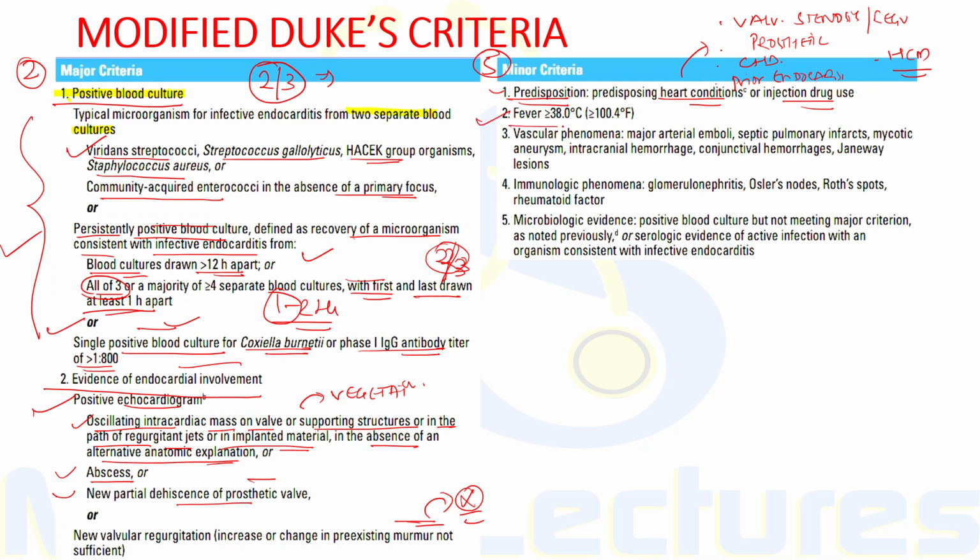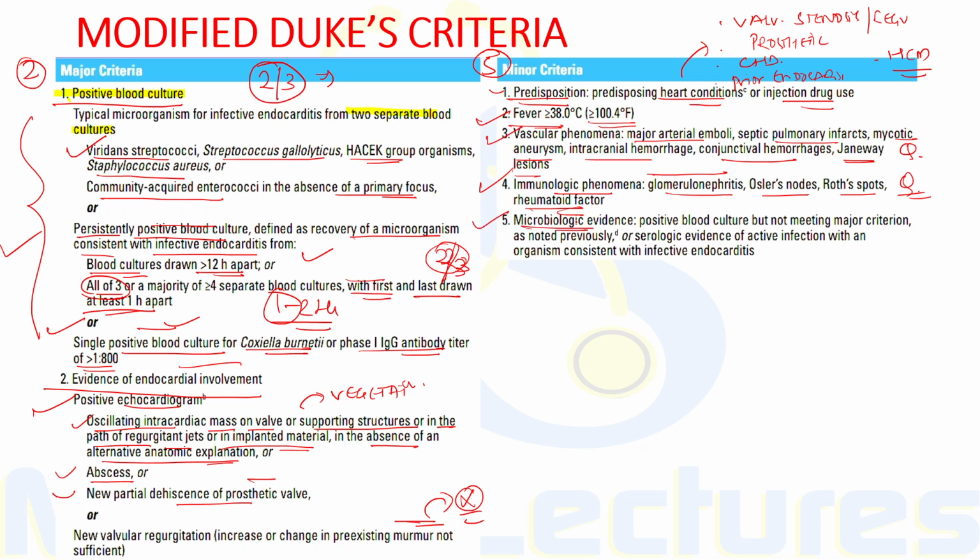Second minor criteria is fever more than 38 degrees centigrade or more than 100.4 degrees Fahrenheit. Then the presence of vascular phenomena like major arterial emboli, septic pulmonary infarcts, mycotic aneurysm, intracranial hemorrhage, conjunctival hemorrhages, and Janeway lesion. Immunological phenomena like glomerulonephritis, Osler nodes, Roth spots, and rheumatoid factor. So it is important to note that Janeway lesion is due to vascular phenomena, while Osler nodes, Roth spots, positive rheumatoid factor, and glomerulonephritis are immunological phenomena associated with infective endocarditis.